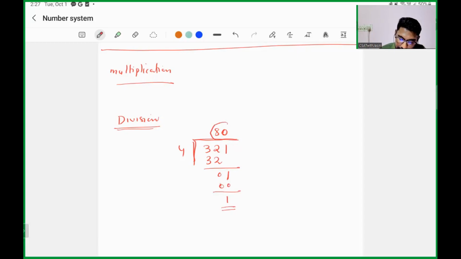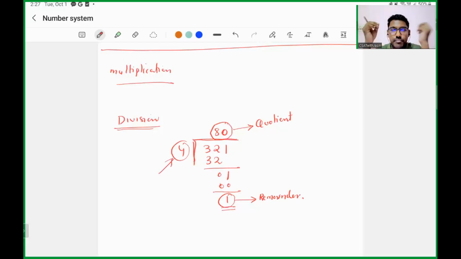Here 80 is called the quotient. This you need to understand also. 80 is called the quotient. 1 is called the remainder. And 4, what is 4 called? Anyone? Because there you will be having some confusions. Now you have divisor and dividend. Is 4 the divisor or dividend? Yes, 4 is the divisor, and 321 is the dividend.